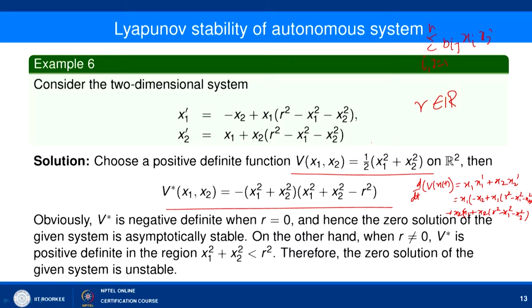Now, we know that V is positive definite, because it is taking the value 0 only at the origin, and in all other points it is taking only positive values. And V star x1 x2 is negative definite if r is 0, or if r square is less than x1 square plus x2 square. So, if x1 square plus x2 square minus r square is positive, then V star is negative definite, and we can simply say that in the particular case r equal to 0, the 0 solution of the given system is asymptotically stable, because it is negative definite. Is it okay?